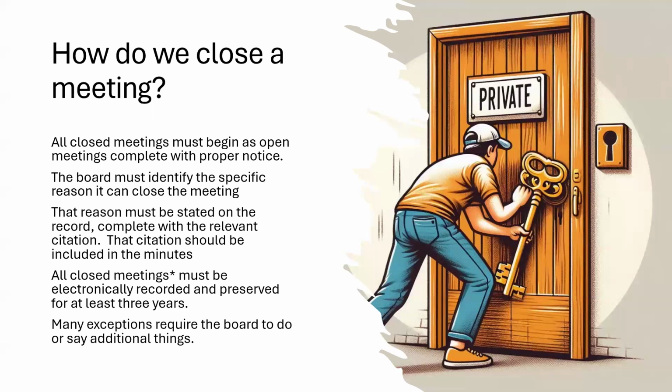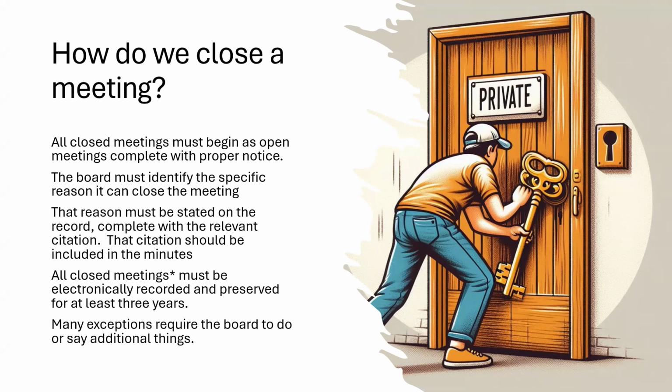But once you've gotten into it, the process is pretty straightforward. Every closed meeting has to begin as an open meeting, complete with notice, complete with allowing the public to attend. The board must identify the specific reason that it thinks it can close the meeting. And this isn't just as simple as saying attorney-client privilege or we're talking about security today. You need to state the specific statutory provision that allows you to close it on the record. So this one is a pretty technical and potentially problematic requirement for a lot of our members. And that citation needs to be included in the minutes, because if you get sued on this, you're going to need to be able to show the court that you said it, right?